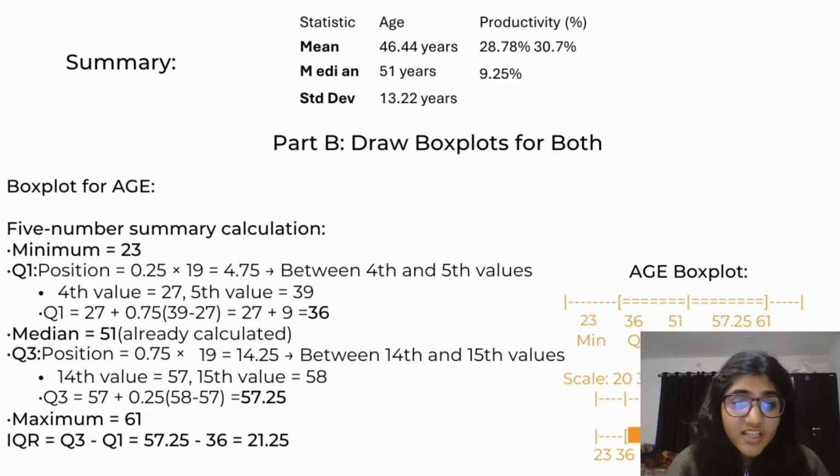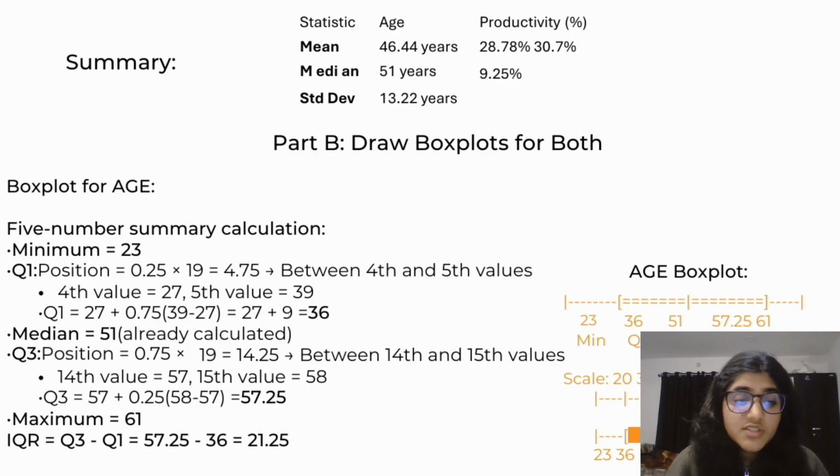So box plot for age, we will be required 5 number summary calculation. In this we have minimum as 23, Q1 as 36, because the fourth position is 27 and fifth is 39. And when we put these both in the formula, we get 36, median 51 already calculated, and Q3 as 0.75 into 19, we get 14.25, that is between 14th and 15th values. So 14th value we have 57 and 15th value we have 58.